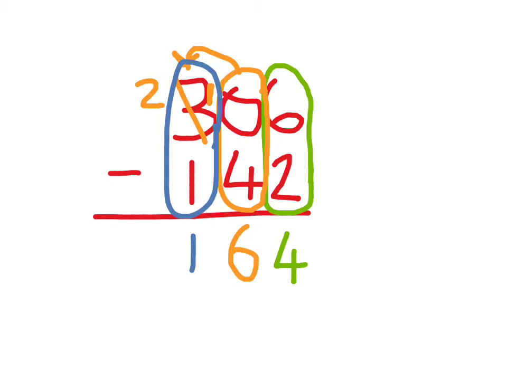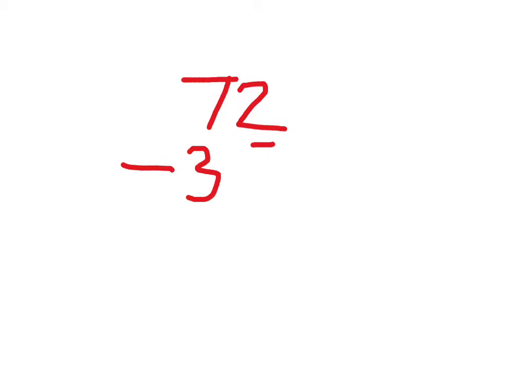Get your whiteboards and your markers ready. I want you to write this subtraction down. 72 take away 35. Don't forget your underline and your subtraction symbol.